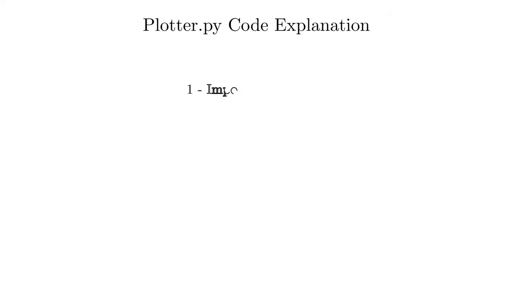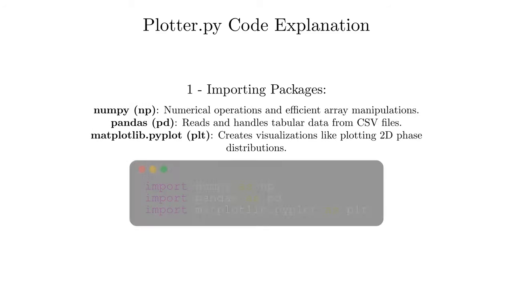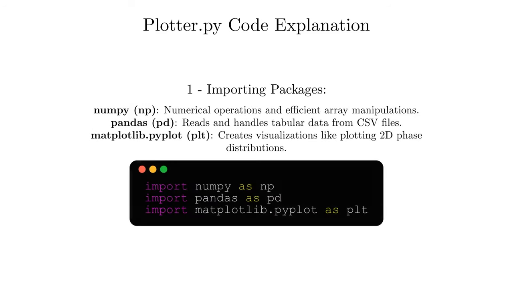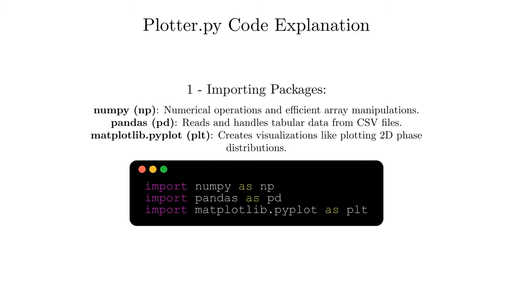Finally, we explain the plotter.py. This Python script is responsible for visualizing the 2D phase data that was generated in the earlier calculation step. It reads the phase data from a CSV file and plots it as an image using matplotlib. This is analogous to the imagesc function in MATLAB. Packages required: NumPy, for efficient numerical operations; Pandas, for reading the CSV file into a structured format and converting it to a NumPy array; Matplotlib, for creating and saving the plot.